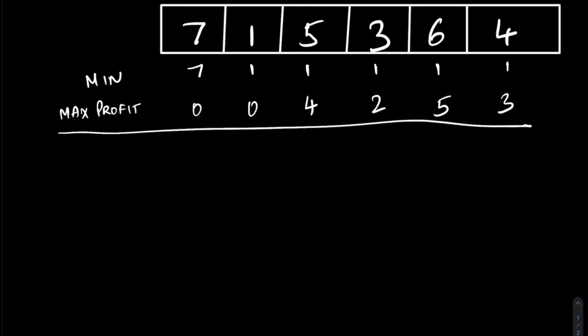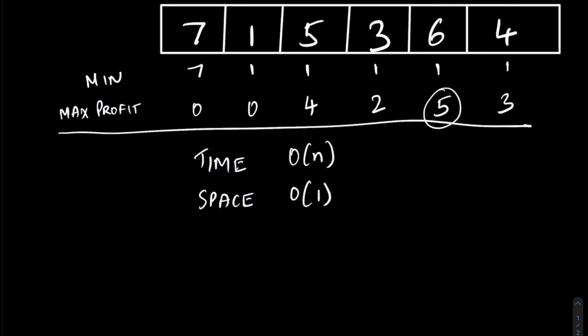So according to this max profit list that we've populated, this means that irrespective of where we purchase the stock, this is the maximum profit that we can make by selling on a certain day. And if you see the maximum out of this, that is 5. So we're achieving the same result in a single pass, which means the time complexity is big O of n. And since we're not using any additional space, the space complexity would be big O of 1 or constant space.